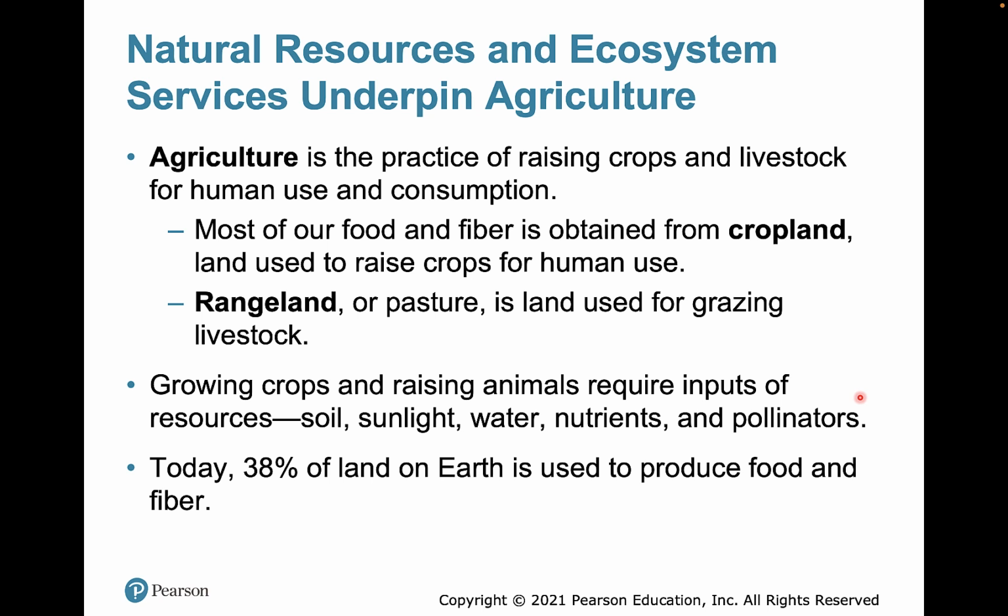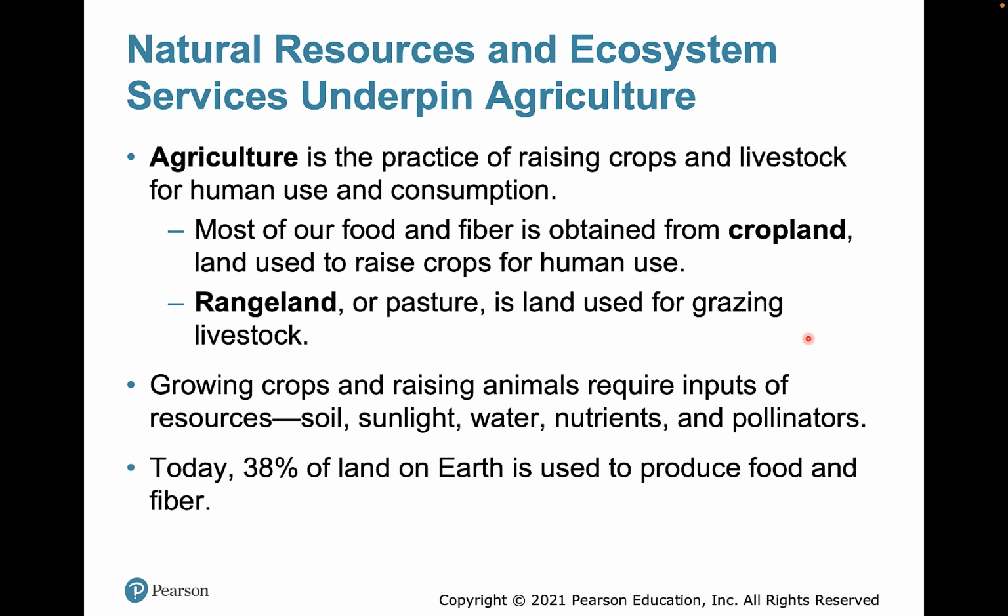So what is agriculture? It's raising crops and livestock for human consumption. You can look at agricultural land in two ways. One is cropland. It's used to raise crops, whether it's for food or fiber. Rangeland or pasture is used for grazing livestock. So we can look at rangeland use and cropland use.